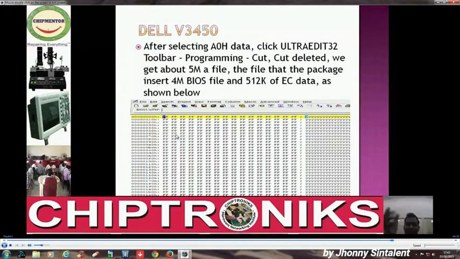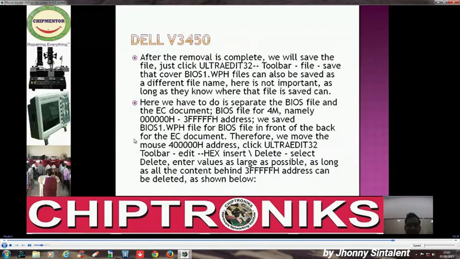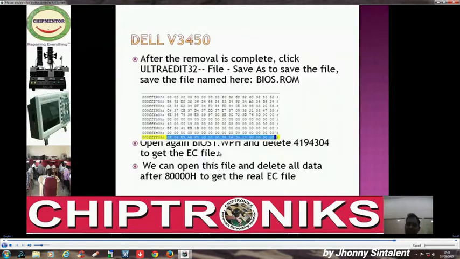We'll select the data as done in our previous case, from 00H to 003FFH, delete the remaining, and save it as system bios.rom. Now we'll again open this BIOS wp1 and delete the initial 4 MB. As I have said, in this kind of file we have first the system BIOS, then the EC BIOS.